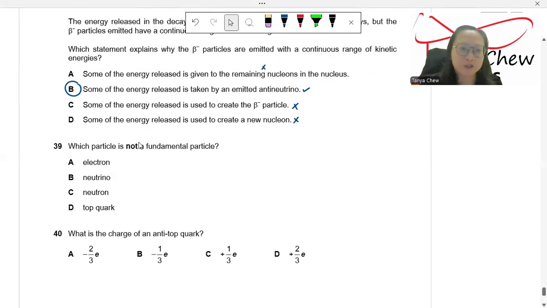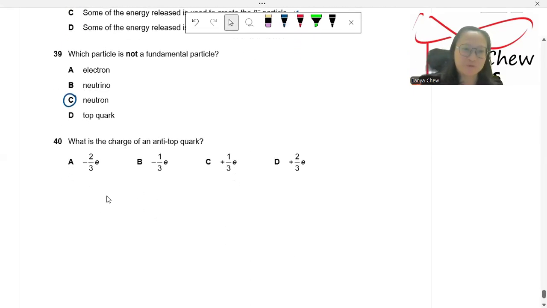Question number 39, which particle is not a fundamental particle? The one that is not a fundamental particle is the neutron because it contains quarks: up, down, down quarks. Question number 40, what is the charge of an anti-top quark? Before we find anti-top, we need to find the charge of the top quark, which is plus 2 over 3e. For the anti-top quark, anti-positive is negative. A is the answer.